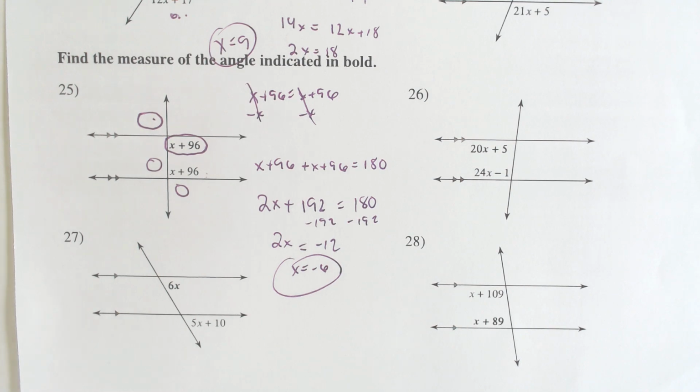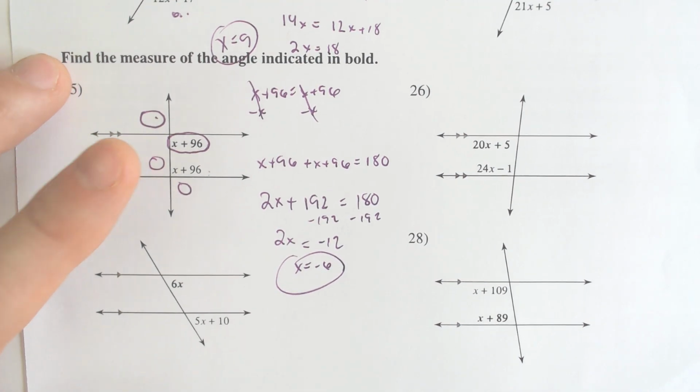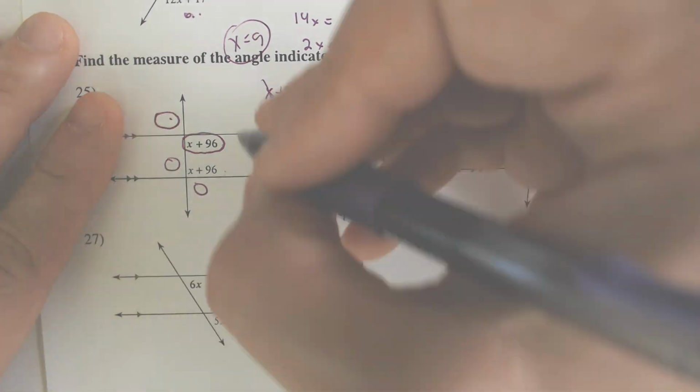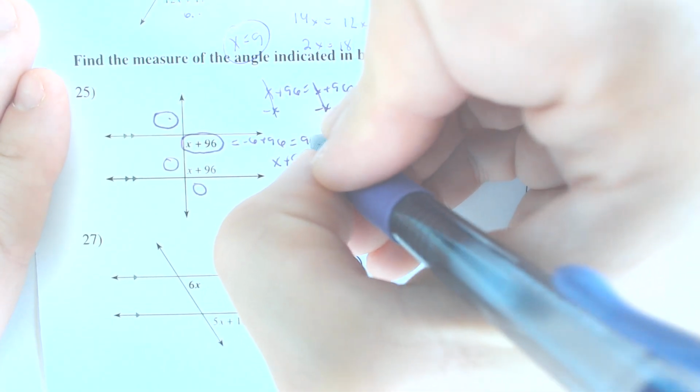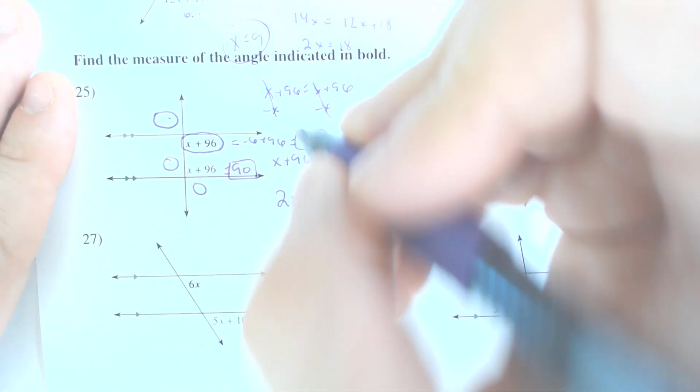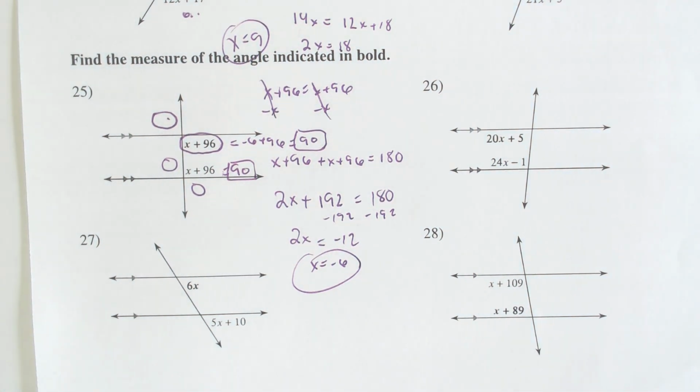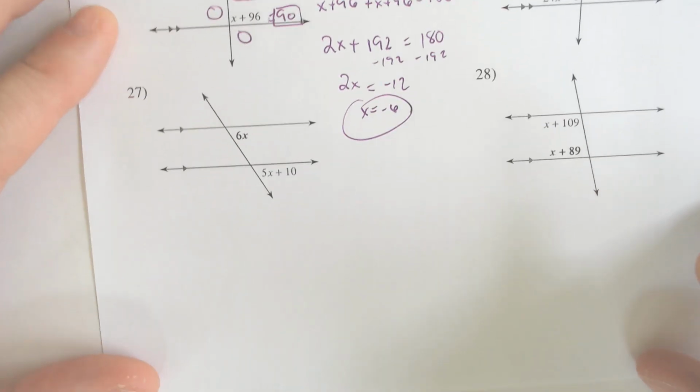And it also wants you to find not the value for x, but it wants you to find the value of the bolded angle. If we plug in x, you're going to get -6 plus 96, which is 90. Well, that kind of tracks then, because both of these would be 90, and 90 and 90 add to 180. Okay? One more real quick one.